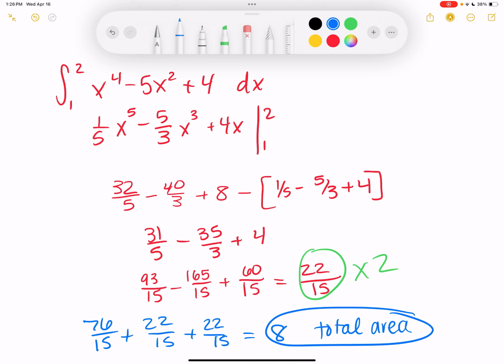Is it 12 over 15? The final answer is supposed to be 8. Okay, do I have something else wrong then, possibly? Or, well, here, hold on, let's do this. 22 plus 22 plus 76 divided by 15. Okay, something up here is wrong then in my math.